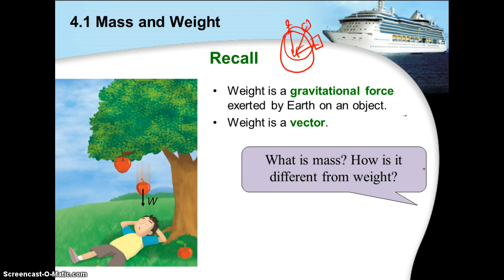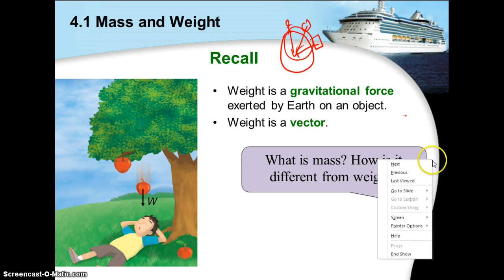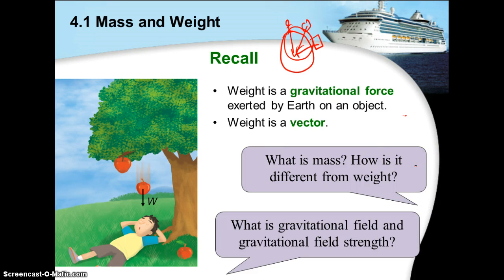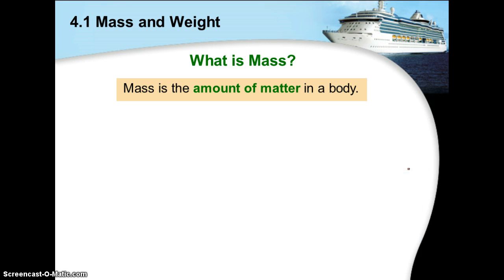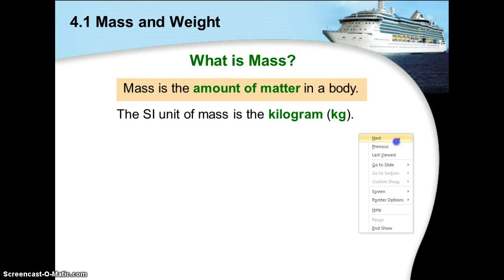Now, what is mass? How is it different from weight? And what is gravitational field and gravitational field strength? Mass is the amount of matter in a body. We know that every object is made of atoms, molecules, things like that. So mass is exactly how much of this matter is in the body. The SI unit for mass, as we learned in chapter 1, is kilogram. Any other units is not an SI unit.